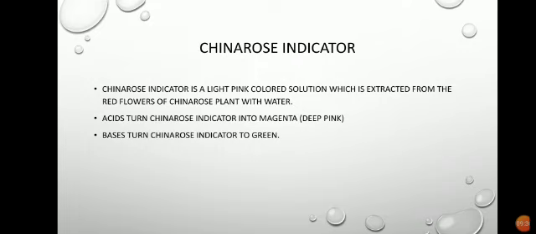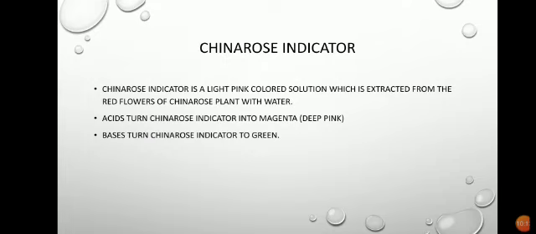Now I'm just telling you how this China rose indicator is prepared. You can prepare this indicator at home also, and do the test. So how can you make it? Collect some petals of the China rose flower and place them in a bowl or a beaker. You all know which part is known as a petal. Now add some warm water. Keep the petals immersed in water for some time, till the water in the beaker acquires a light pink color. Then remove the petals by filtration. The light pink solution obtained is the China rose indicator.